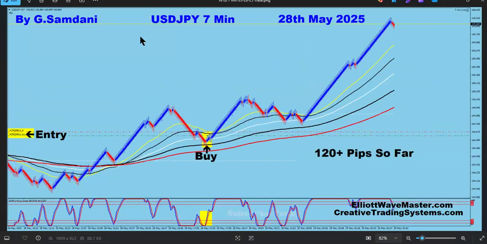And this one, USD/JPY again going to the upside, entry, move, came down, never hit my SL, and then it went up 120 pip on the 28th.